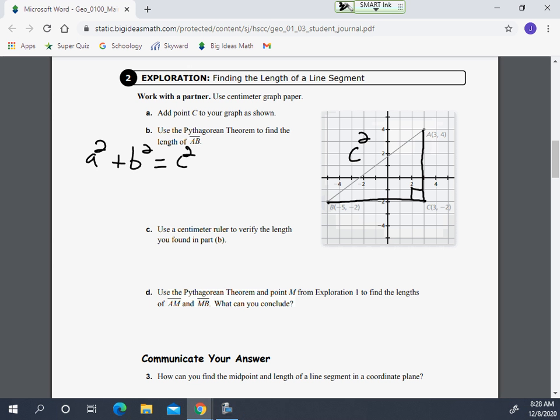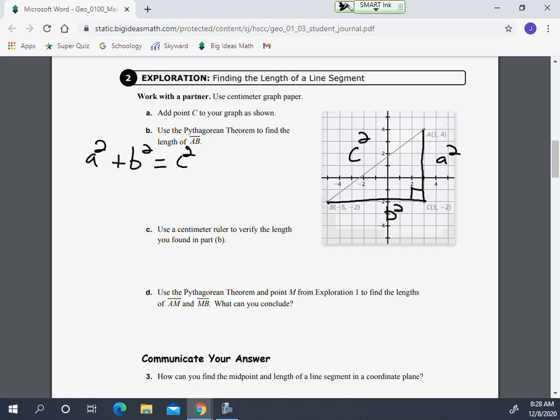Doesn't matter. Either the base or the height is A squared or B squared. It does not matter. We'll say that this is A squared and this is B squared, but it can be vice versa. Doesn't matter. We have to find the distance for A squared. How do we do that?